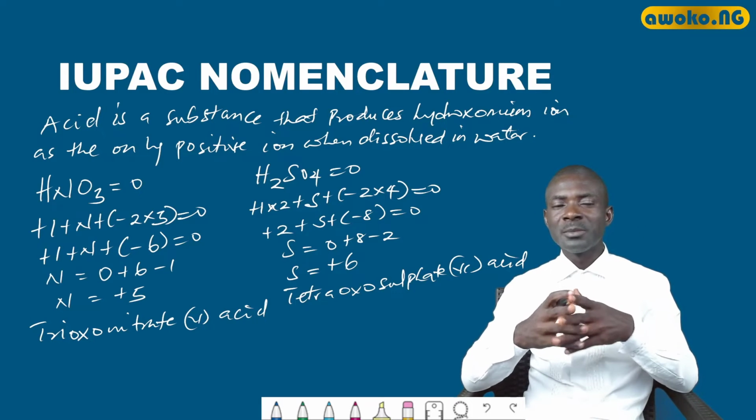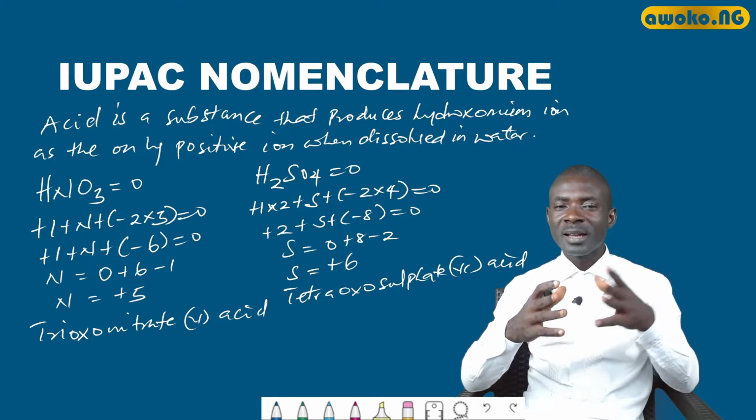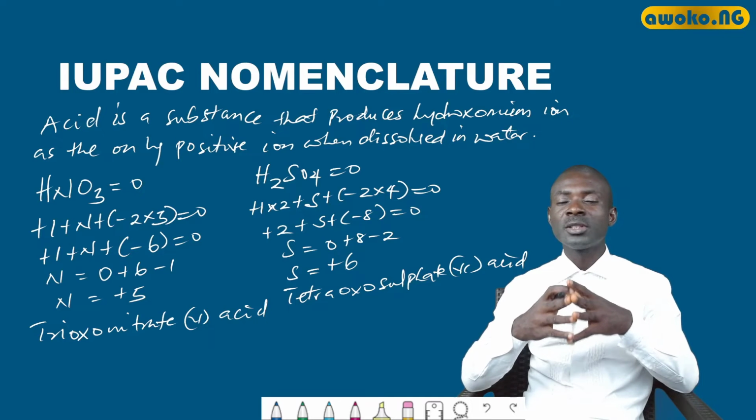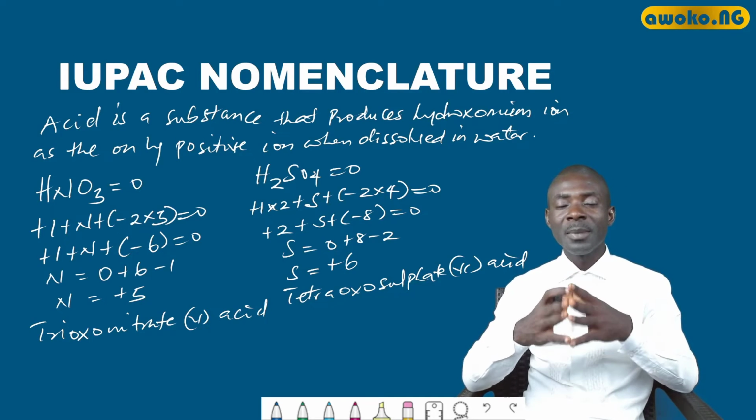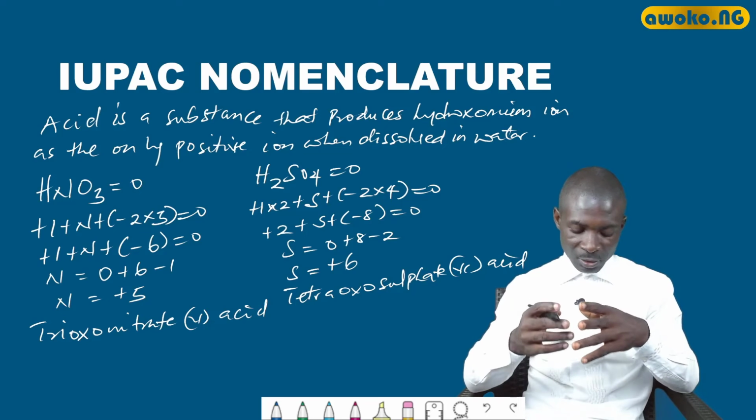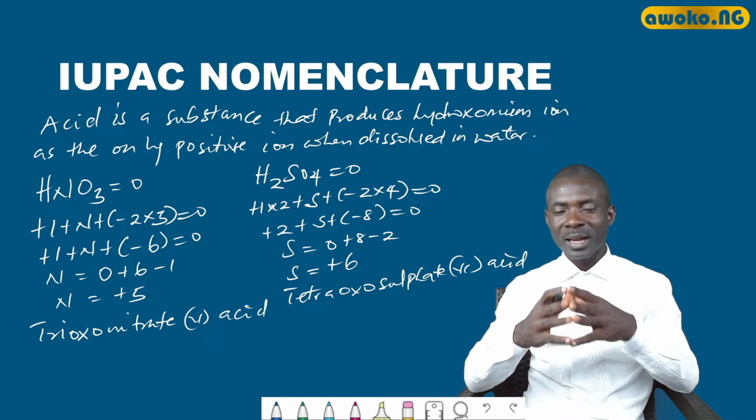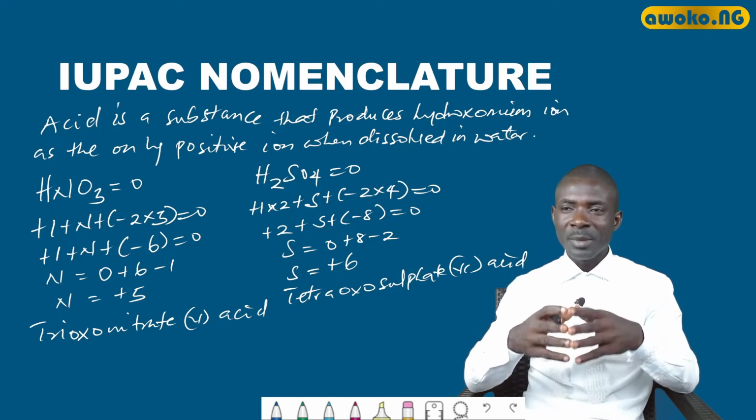So acids are named by ending their name with the word acid. There will not be any need of writing hydrogen, because the presence of hydrogen in a compound automatically makes the compound be called an acid. So there will not be any need for us to write hydrogen in naming an acid.